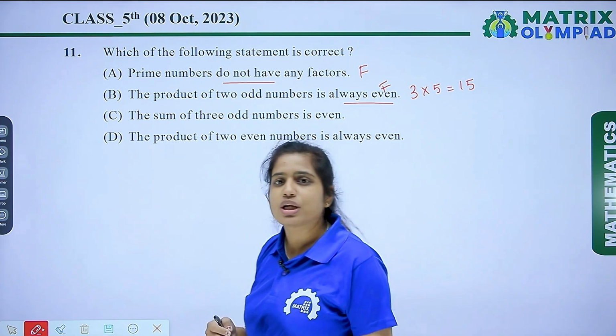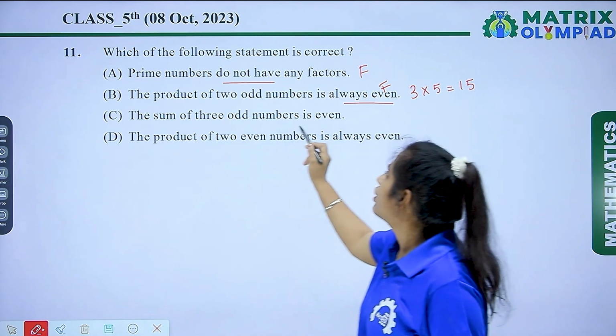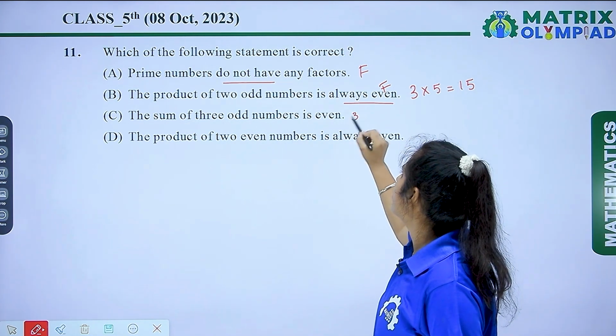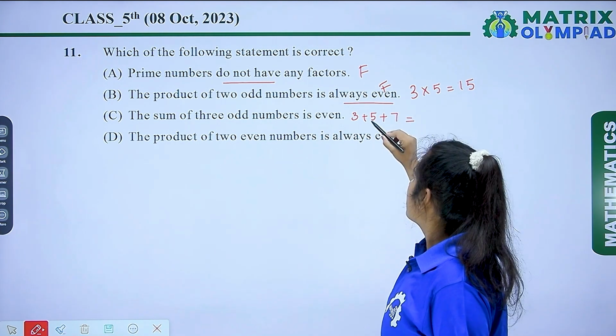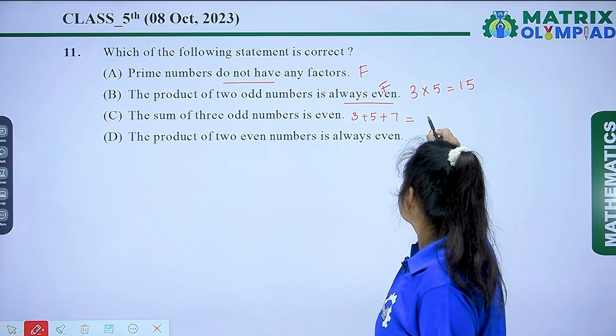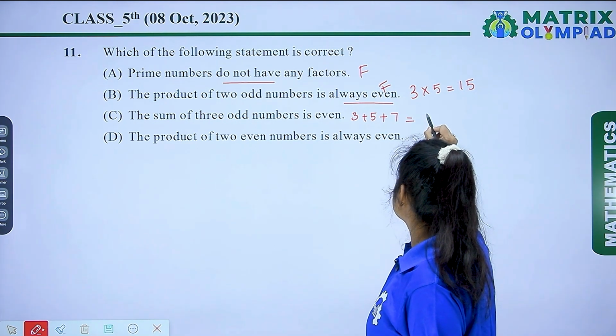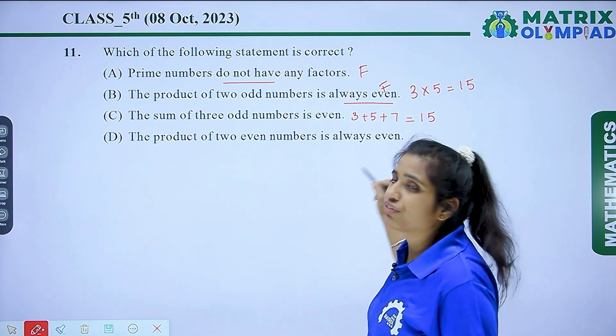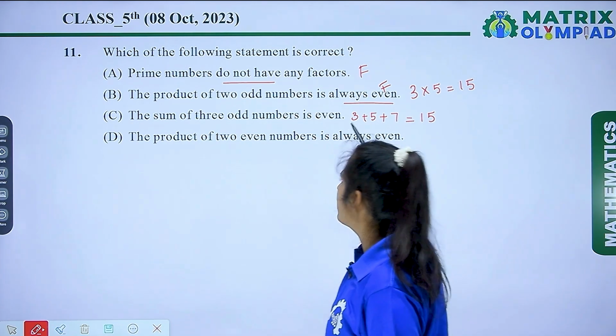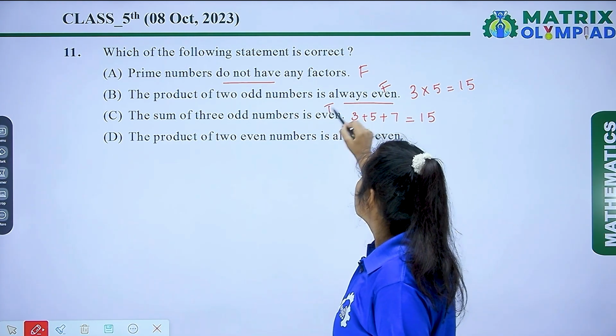Next, let's look at option C. The sum of 3 odd numbers is even. Let's take odd numbers 3 plus 5 plus 7. 3 plus 5 plus 7 will give us 8 plus 7. 8 plus 7 is 15. So 15 is also not an even number. So this statement is also false.